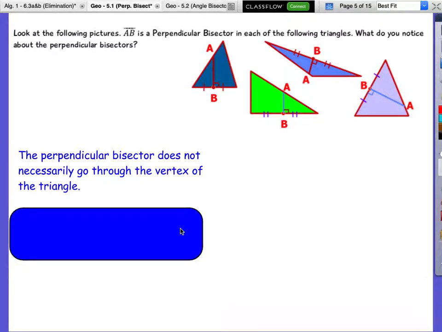So what we can gather from this, before you write all this down, is that the perpendicular bisector does not necessarily go through the vertex of the triangle. Vertex is where the 2 lines meet for the angle. So it doesn't have to go through this vertex like your other ones did. It can, but it doesn't have to.